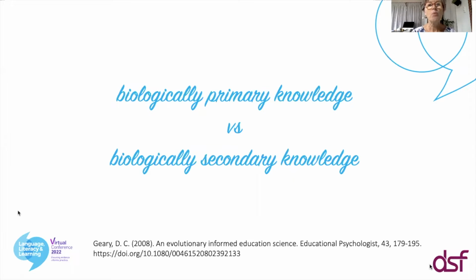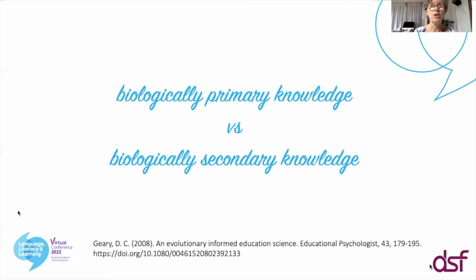So we know that we can learn some things implicitly. Geary's evolutionary psychology theory sheds some light here. Biologically primary knowledge we can acquire implicitly through participation in society. Things like listening, speaking, and generic problem solving, which relates well to a lot of early childhood play-based learning.